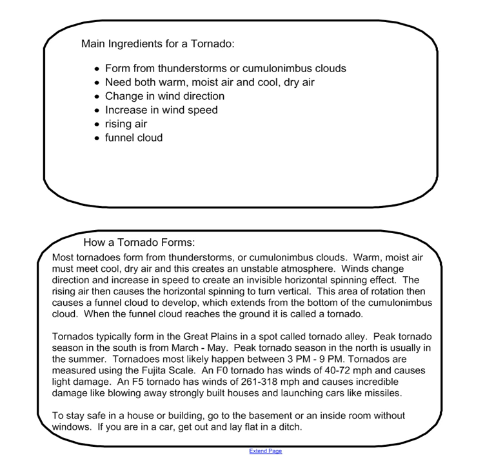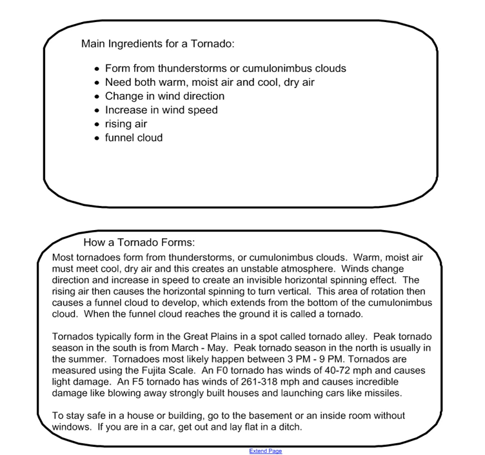Here are the main ingredients for a tornado. They form from thunderstorms or cumulonimbus clouds. You need both warm, moist air and cool, dry air. You need a change in wind direction, an increase in wind speed, rising air, and a funnel cloud. And this is how a tornado forms.